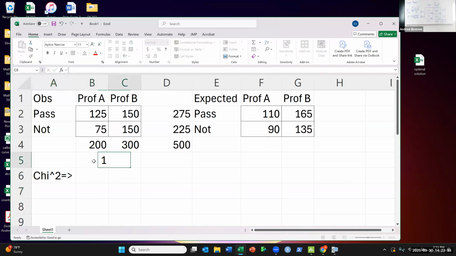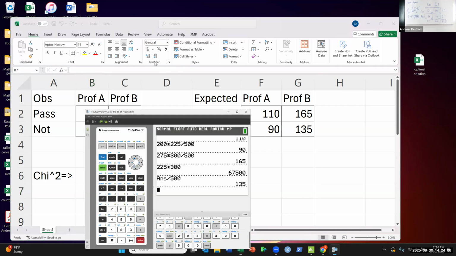So looking at it, cell 1, cell 2, cell 3, cell 4. In each one of these, I've got to have observed minus expected, close parentheses, quantity squared, and I should be able to get away with saying divided by the expected value here. If I hit enter, I get this value.